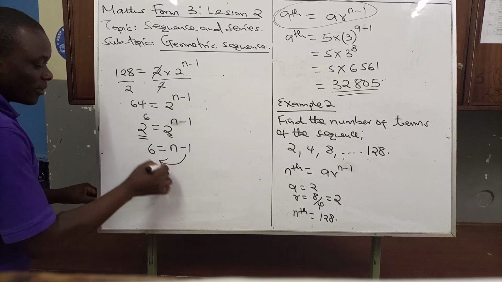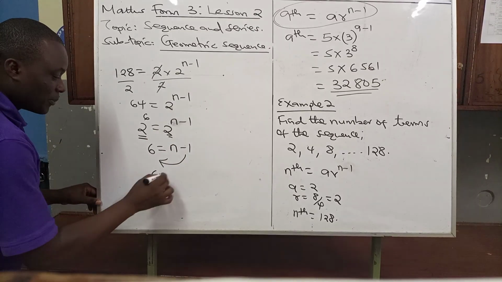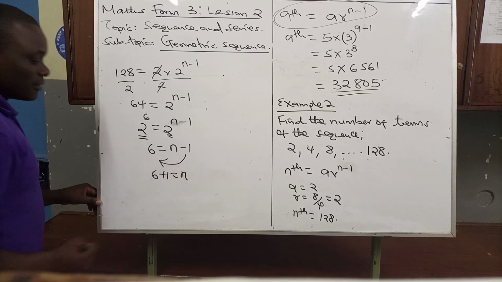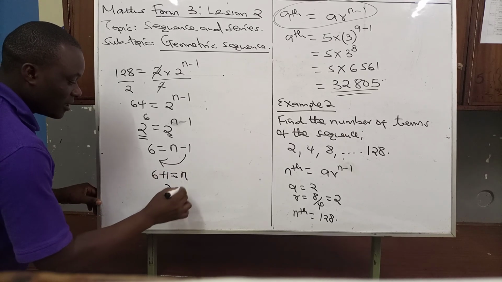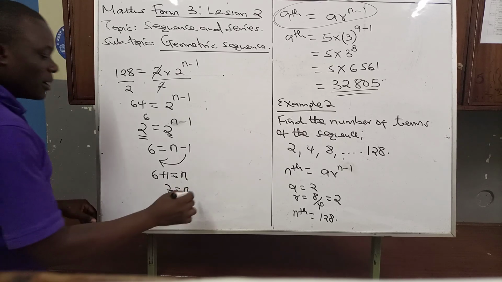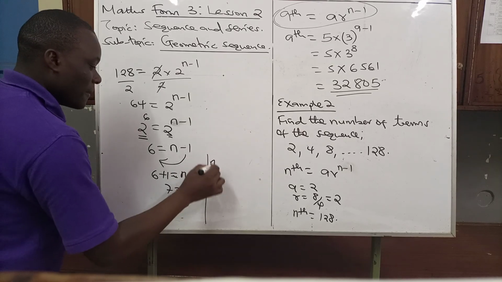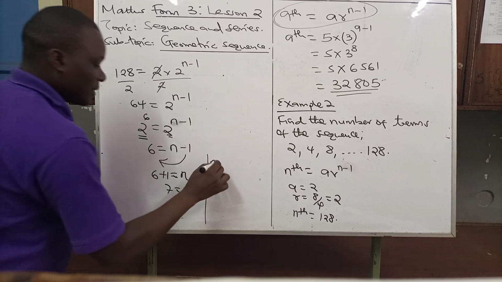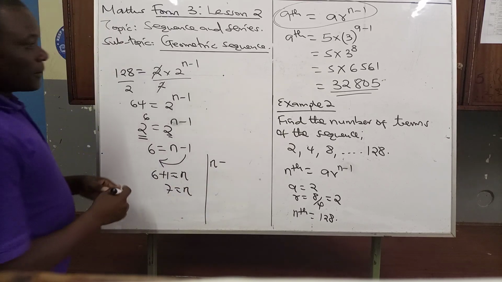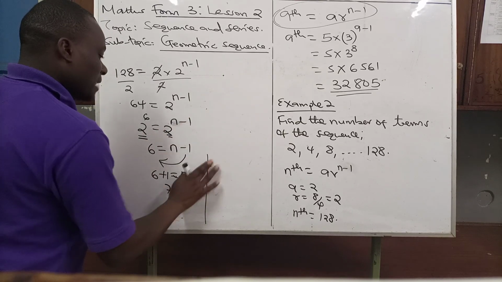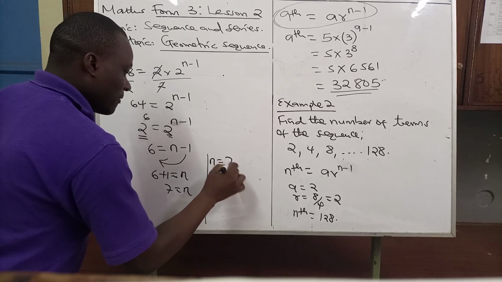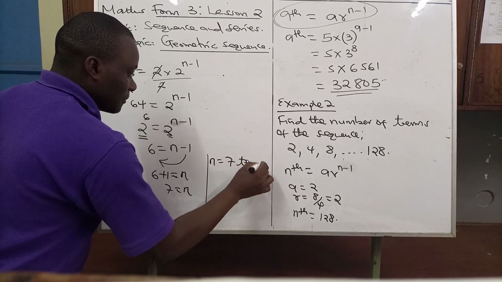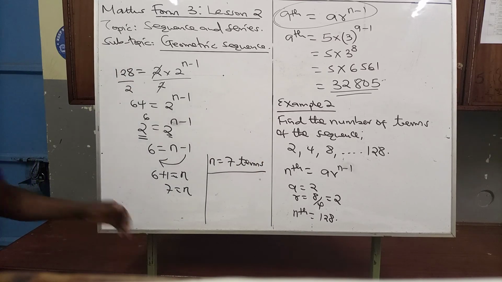We take now this 1 to the other side. So 6 plus 1 becomes n. Therefore, 6 plus 1 is 7, which is now equivalent to n. And remember, n represents the number of terms. So the question wanted us to find the number of terms. So we will say n is equal to 7 terms. So our terms are 7.